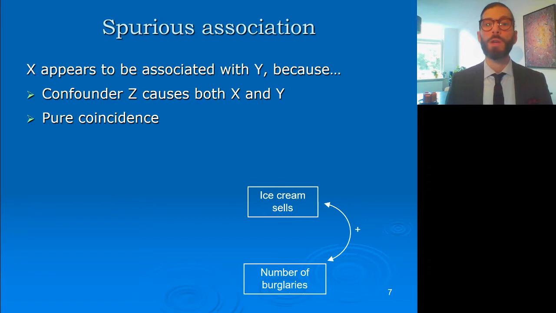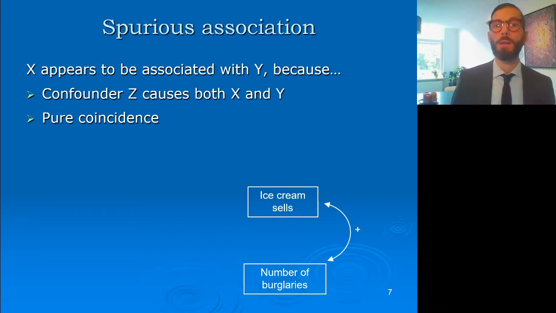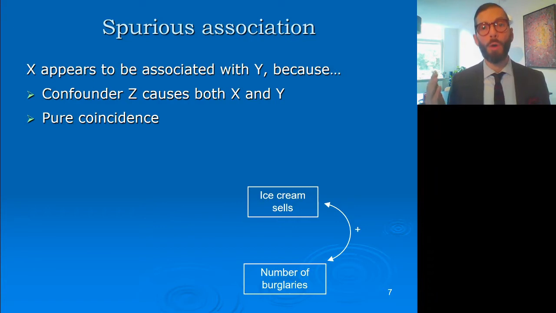Now, last week we discussed the example of the number of ice creams sold and the number of burglaries. This is a clear example of a confounded relationship because the season or the temperature on a given day leads people to buy more ice creams because it's warm, and is also associated with people going on holidays, and empty homes are very attractive to burglars. So in this case, the association between ice cream sales and number of burglaries is probably spurious due to a confounder.